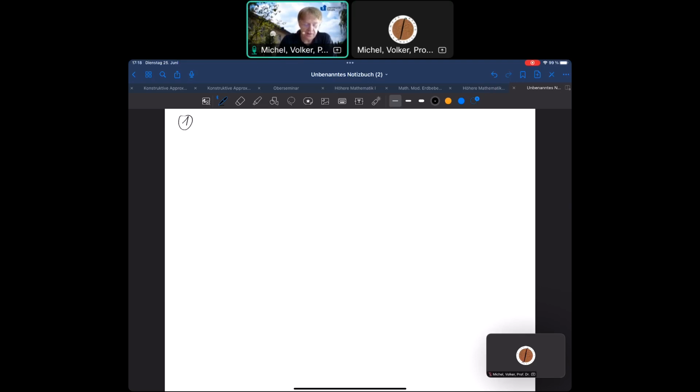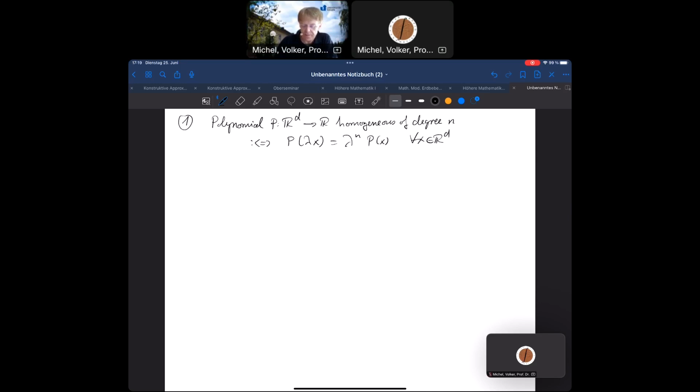So first thing: a polynomial P defined on R^d into R is called homogeneous of degree n, where n is some non-negative integer, by definition, if and only if P(λx) = λ^n P(x), for every x in R^d and for every λ in R.